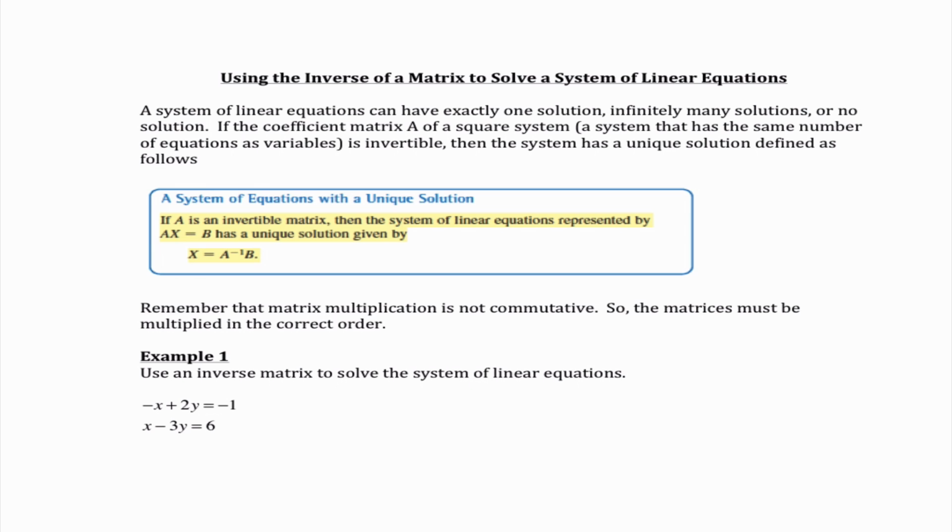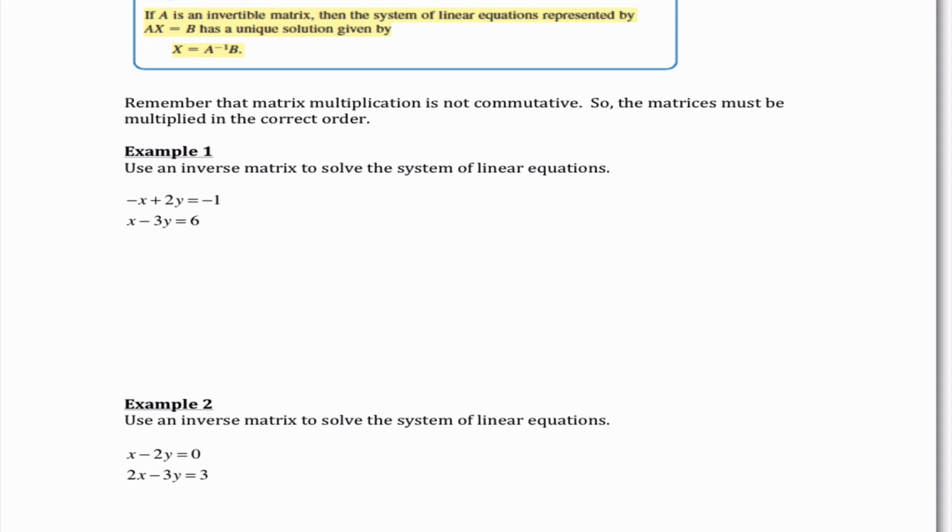As we've already learned, a system of linear equations can have exactly one solution, infinitely many solutions, or no solution. If the coefficient matrix A of a square system is invertible, which remember means it has an inverse, then the system has a unique solution defined as follows. A times x equals b has a unique solution given by x equals A inverse times b. That seems kind of strange, so I think it's going to be easier when we get into example 1 to break this down. Remember that multiplication is not commutative, so it's really important that we do things in the right order here.